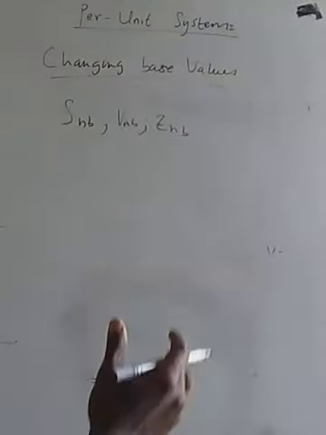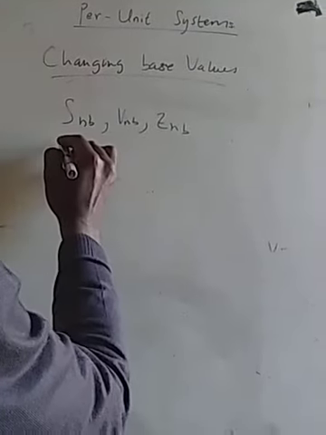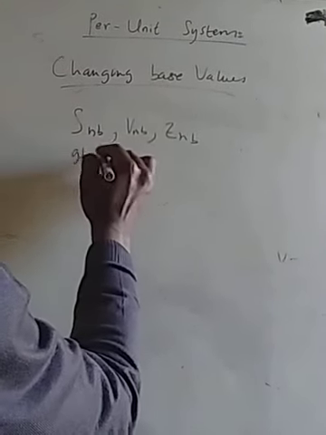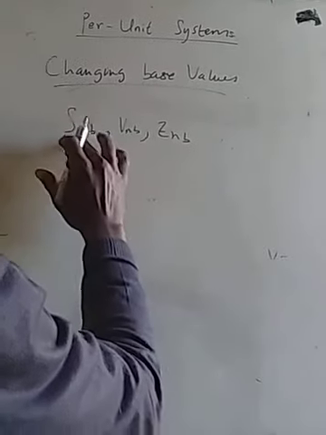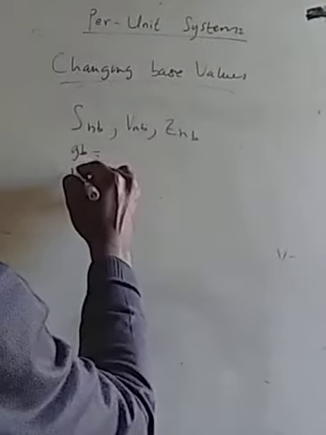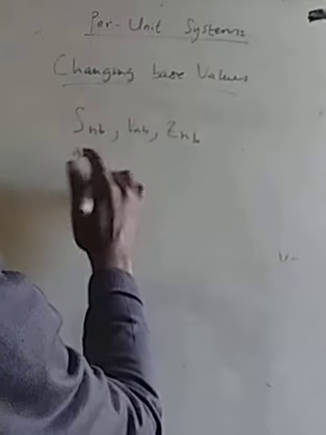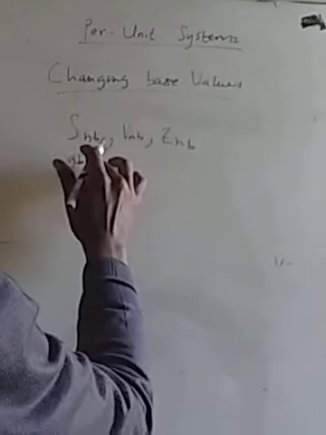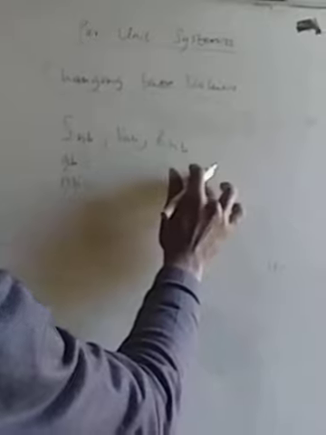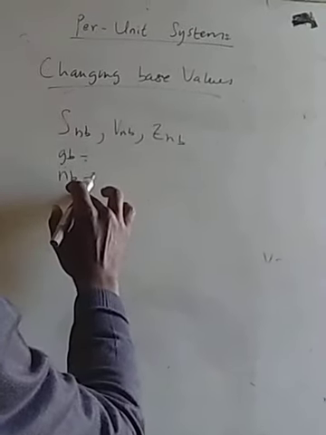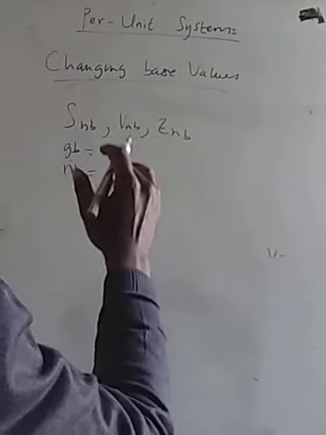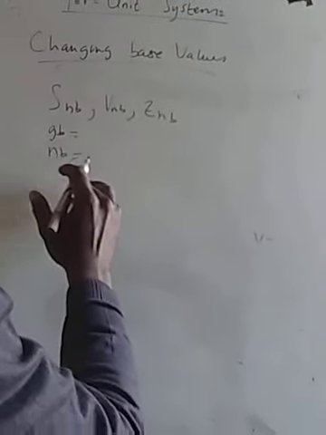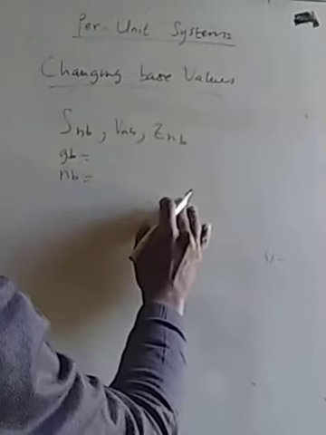Those are the new base values. But the given base value is GB, which is representing the given base value, while NB represents the new base value. Don't forget new base value. I will explain to you. The given base value is more like the actual value, while the new base value is the value at which the Z per unit has to be calculated, the new base that is given.